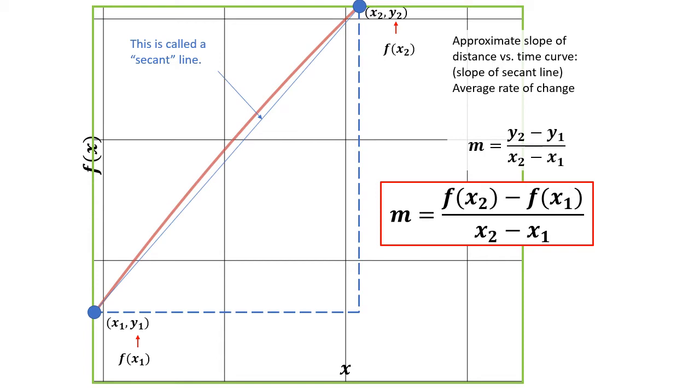This should all kind of make sense to you. If you're asked to find the average rate of change of a curve like this, you take the starting point and the ending point. Those are your 2 points, and you do the slope formula, and that's it.